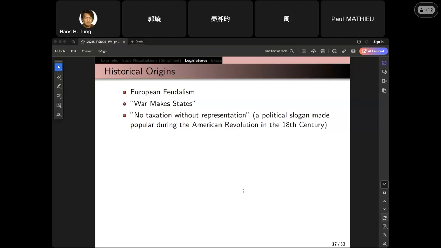So if you take a look at a textbook, for example, it traces the historical origin of modern legislatures to European feudalism, which is something, of course, China didn't have. Let me read this. Interesting. And the reason is the origin of parliaments.